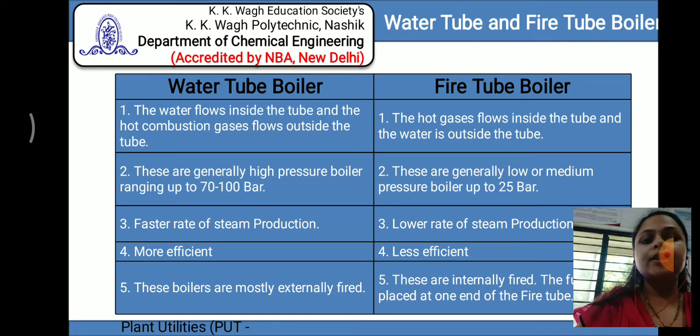Water tube boilers have a faster rate of steam production, but fire tube boilers have a lower rate of steam production, because in the water tube boiler very little water area is heated, and in the fire tube boiler a larger area of water is heated. Water tube boilers are more efficient and fire tube boilers are less efficient. Water tube boilers are mostly externally fired and fire tube boilers are internally fired boilers.